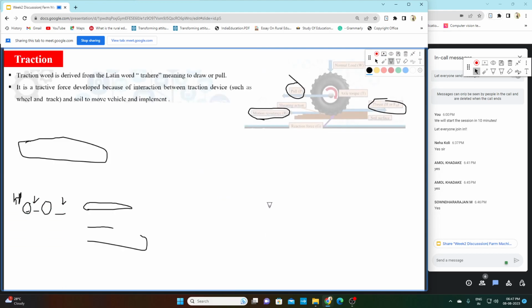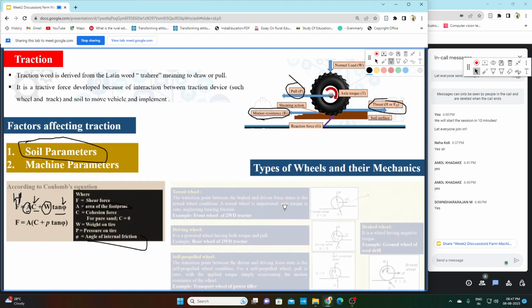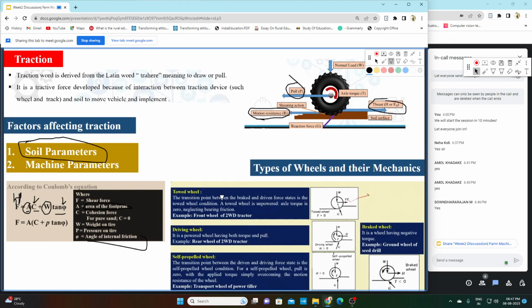Now for this 2-wheel drive tractor, the front wheels are towed wheels. As these wheels are not driven or do not have any power, this type of wheels are known as towed wheels. So an example of towed wheels is the front wheel of a 2-wheel drive tractor. Now driving wheels. Again the same tractor, the rear wheels are driven wheels. Why? Because they are receiving power from the engine. So that is why the rear wheels are drive wheels.